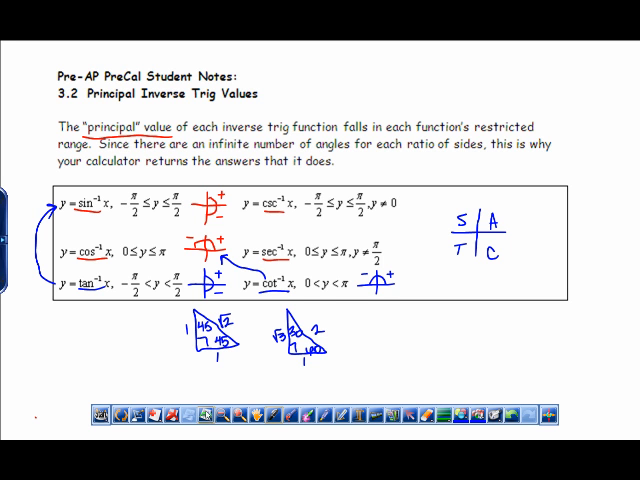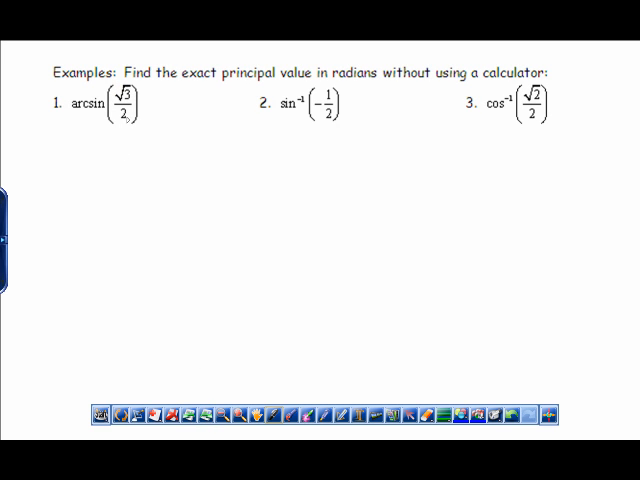The unit circle chart might come in handy. We'll draw that as needed though. Alright, so let's look at the example. The directions say to find the exact principal value, and a lot of times I'm going to abbreviate this with PV, in radians. So we can think in degrees a little bit, but our answer is going to be in radians. It says without using the calculator.